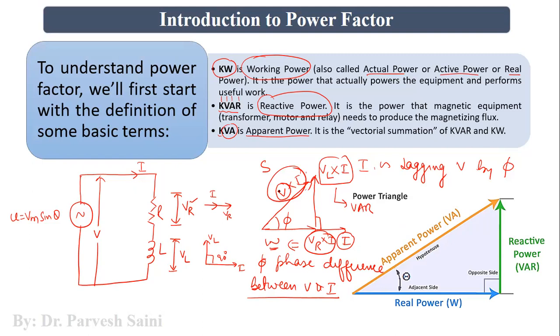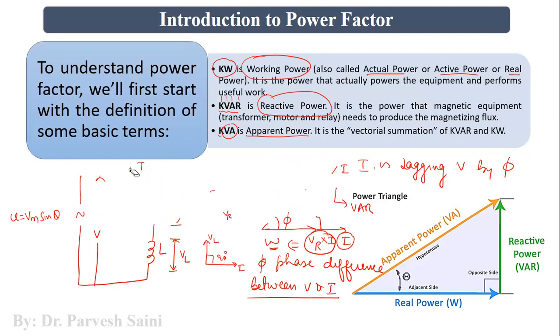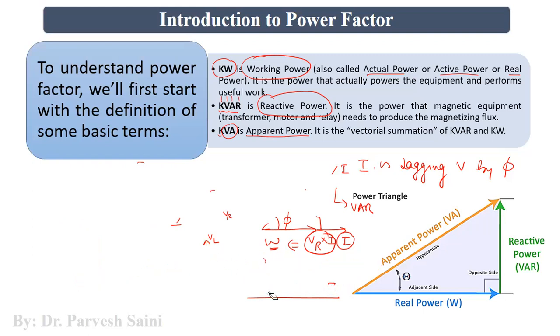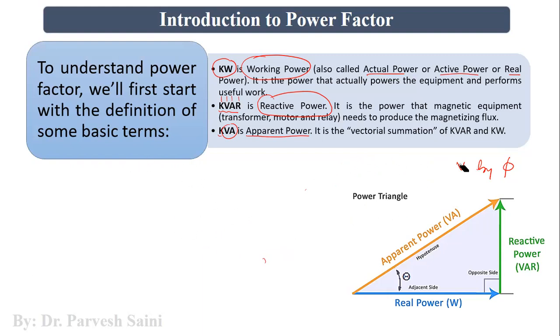So this power triangle can be obtained from the voltage triangle of a general AC circuit, whether it is a series AC circuit or parallel AC circuit, doesn't matter. As you can see here, we have apparent power, which is measured in volt amperes. We have reactive power, which is measured in volt ampere reactive. Then we have the real power, which is measured in watts, right? So this is the power triangle.